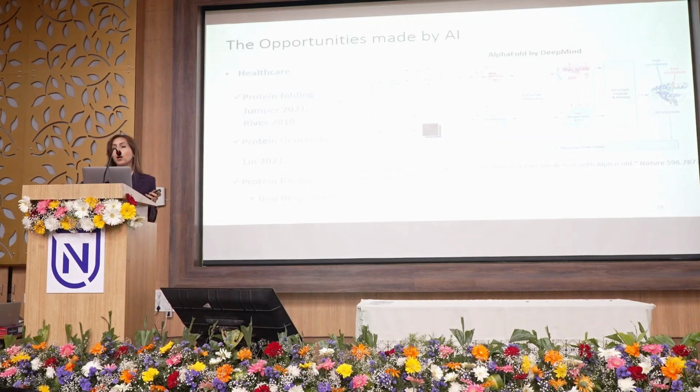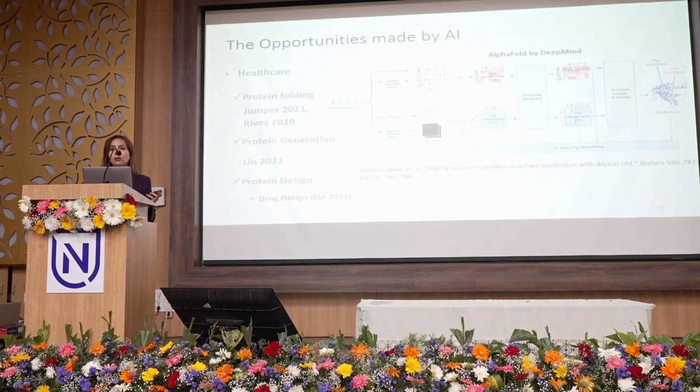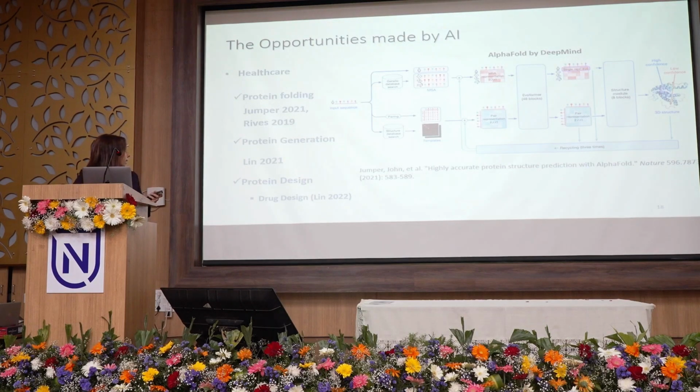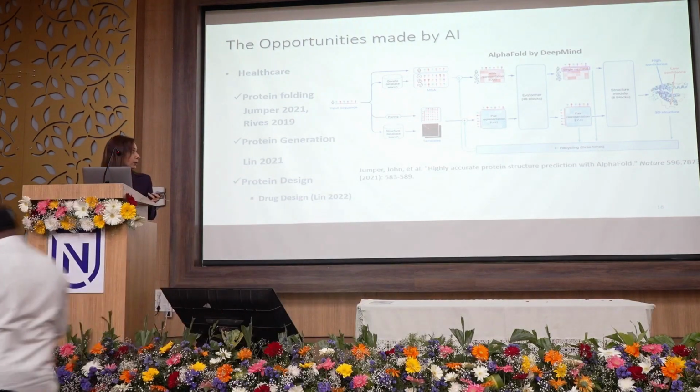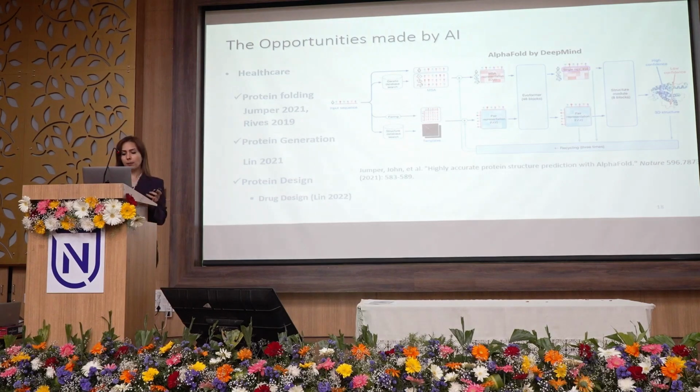So the other promising area that we have in biology based on generative AI is protein folding and protein generation, as you can see here. And basically the most popular model in this domain is AlphaFold by DeepMind. And it was first published by Reeves and Jumper in 2019 and 2021.